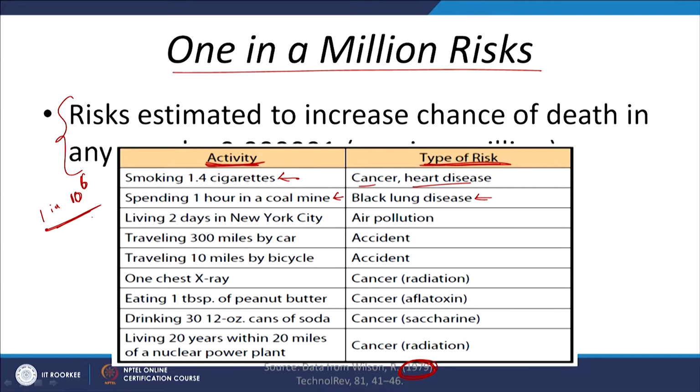But one surprising effect, on a lighter note, is living 2 days in New York City. In 1979, due to air pollution, the probability of the adverse outcome seems to be greater than 1 in 10 power 6. I mean, think of this: smoking 1.4 cigarettes or living 2 days in New York City, again, but this data is from 1979.